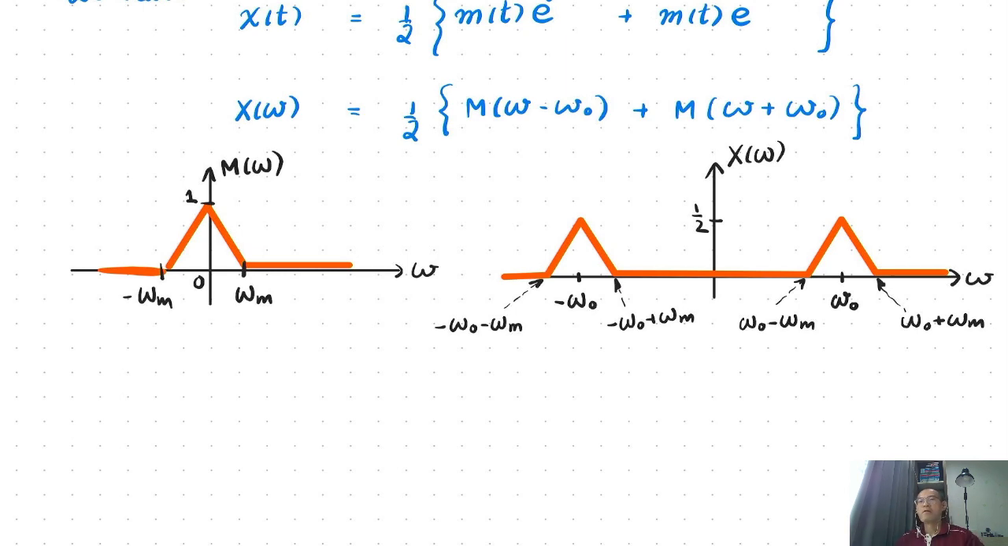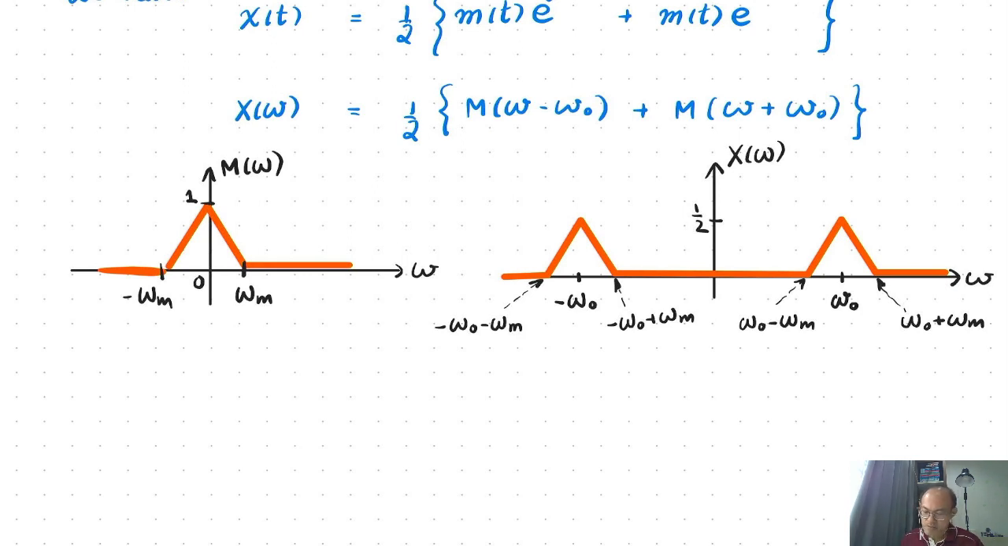So this is the result of modulation. Modulation means that we're shifting the frequency content of the signal. And in doing so, we're preserving the shape of the spectrum of the signal. We are only shifting the spectrum of the signal, but we are not changing the shape of it. Just shift it to the left and to the right. All right.